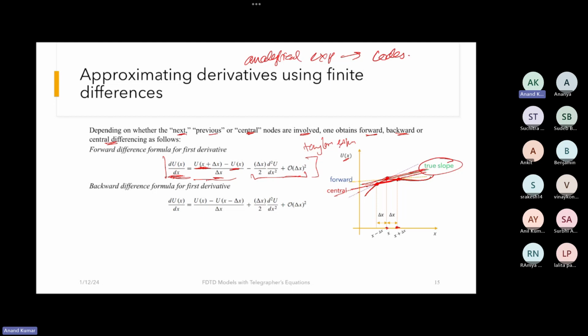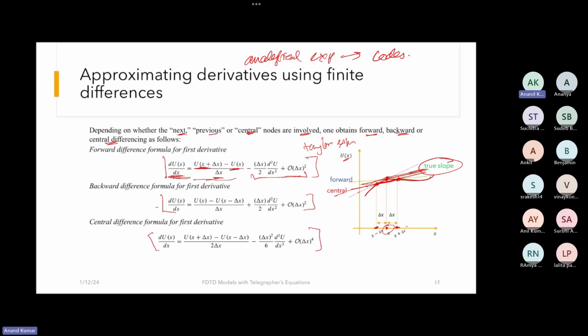Similarly, for backward differences, you take the value at x and the value at the previous point, and using these you can write the backward difference formula. So you're using these two to get an approximation of the true slope. And the third way is to take the two extreme points and approximate the slope at x, and this is the central difference scheme.